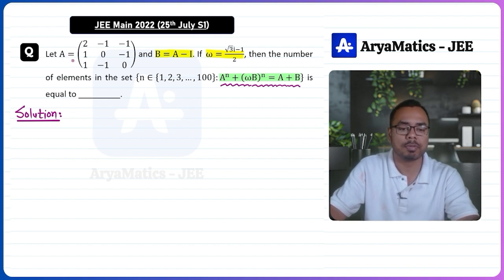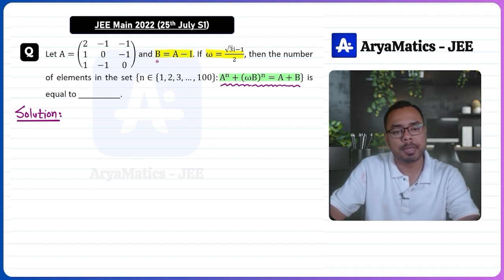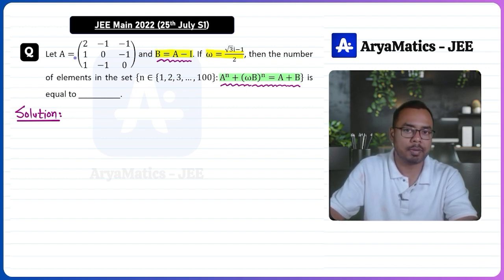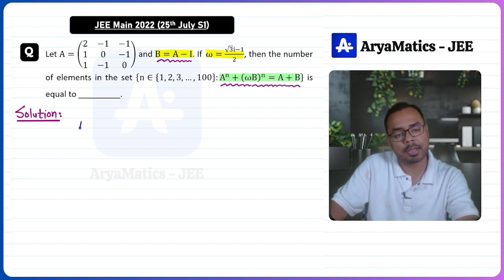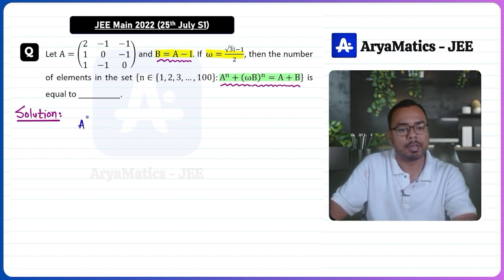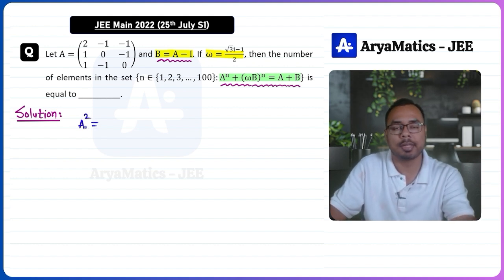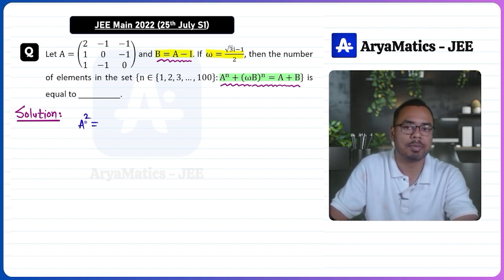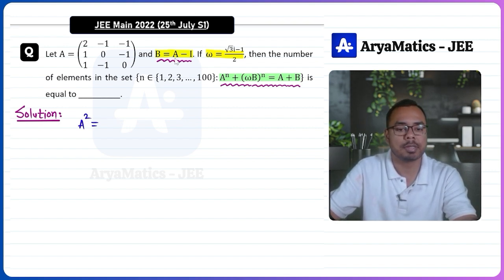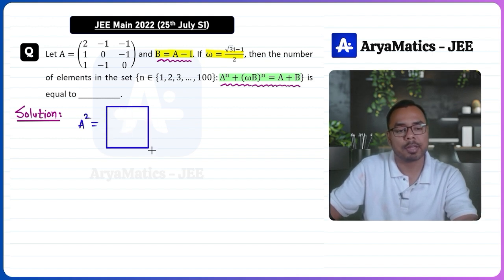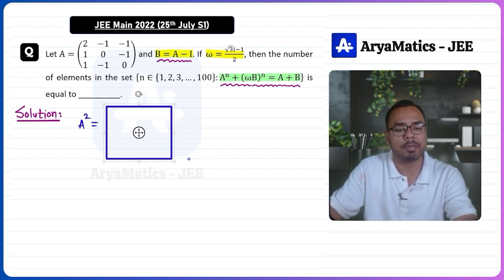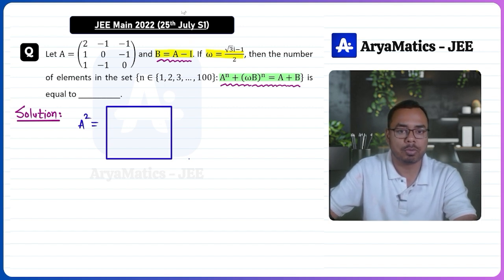A is a given matrix. So first let us try to find which type of matrix this matrix A is. Then B is A minus I. Omega is the complex cube root of unity. So first, in order to identify the type of matrix, let us calculate A square. If we get A square as the identity matrix, that means the matrix is involutory. If I get A square as matrix A, then it means the matrix is idempotent. So first let us calculate A square so that we can get some idea of how to proceed in this problem.